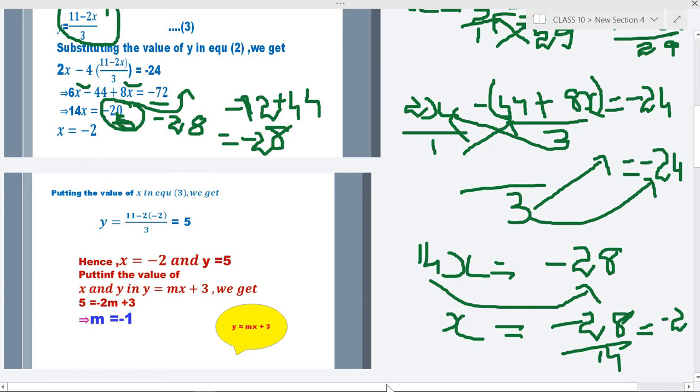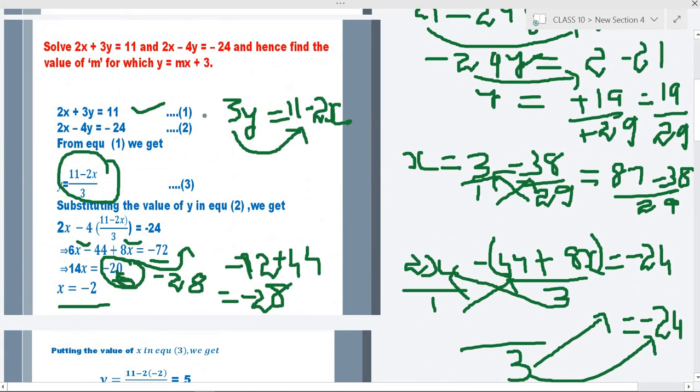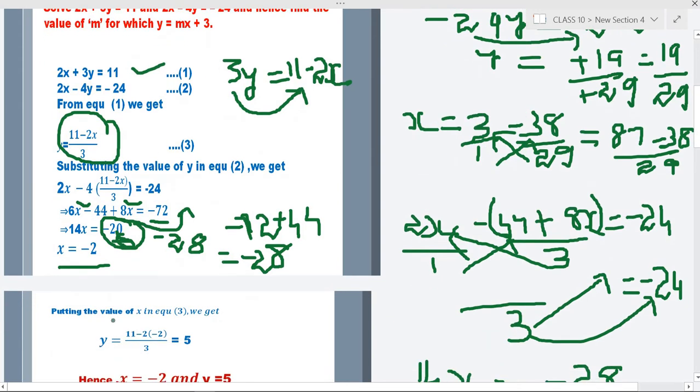Thus we got the value of x. Now we are going to put this value of x equal to minus 2 in the equation. I already asked you which is the smarter way to substitute the value of x equal to minus 2. In which equation will it be the smarter one to substitute, and which equation will take less time? Yes, equation 3. So here we are going to substitute the value of x in equation 3.